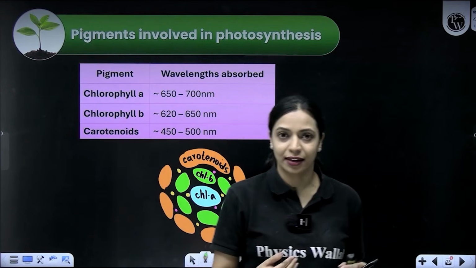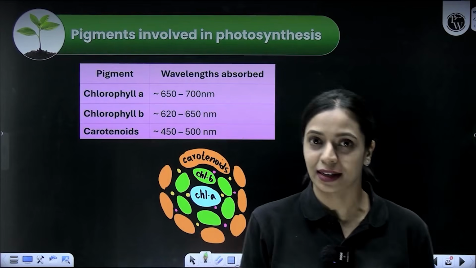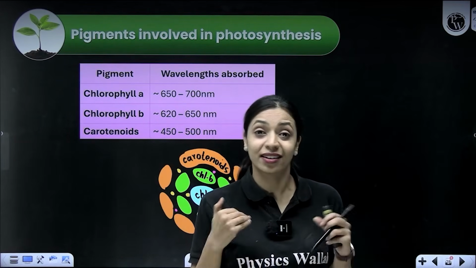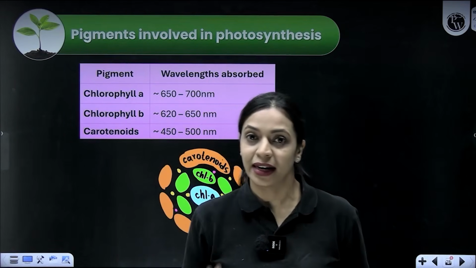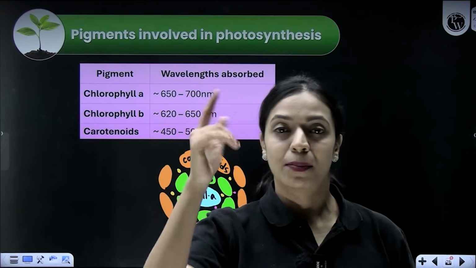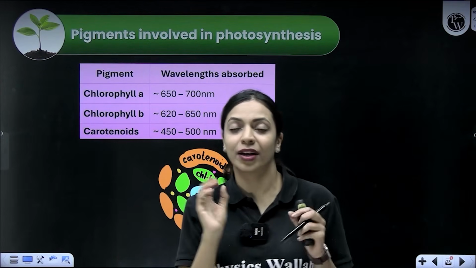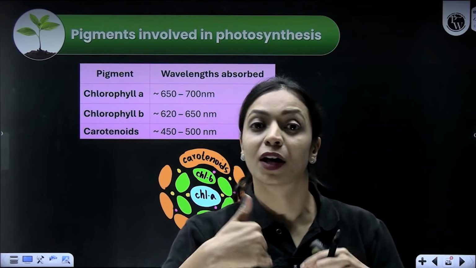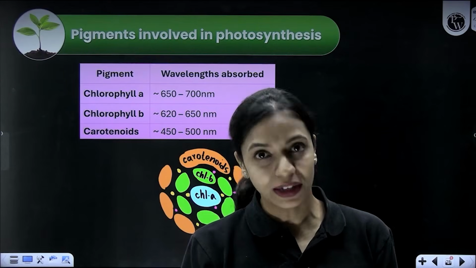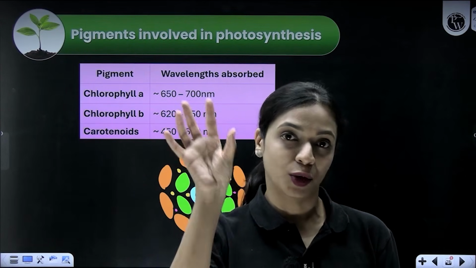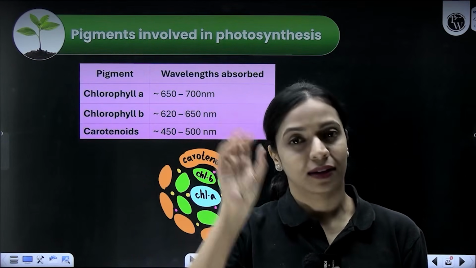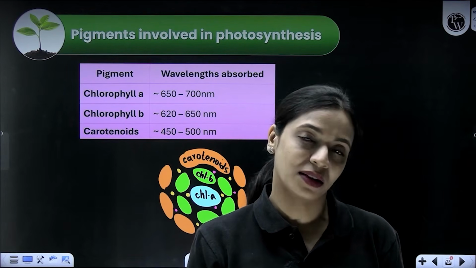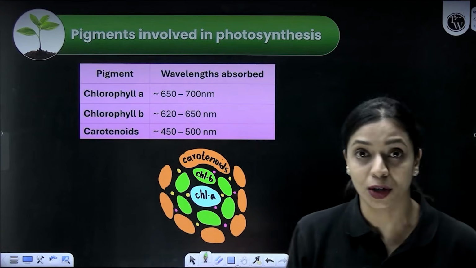What if they cannot directly perform photosynthesis? What if they are not directly involved in photosynthesis? Whatever energy it has absorbed, it can transfer that energy to chlorophyll, right? It need not directly be involved. But if you have different kinds of pigments, you can absorb different wavelengths of light. Whatever wavelengths of light chlorophyll cannot absorb, some other pigments can utilize that wavelength, absorb the energy in that wavelength and pass on that energy to chlorophyll. That will make the process of photosynthesis a lot more efficient, right?